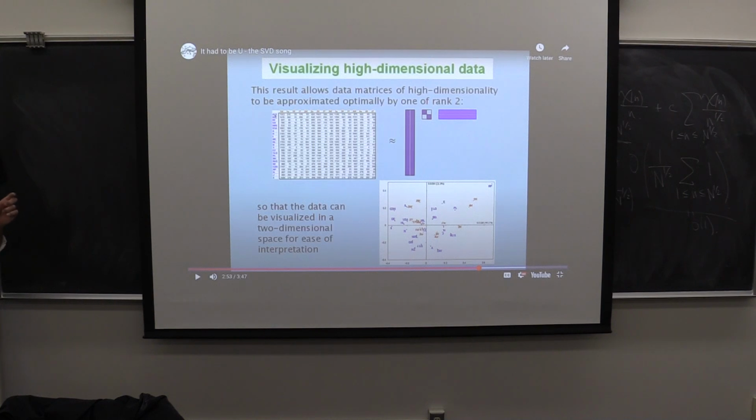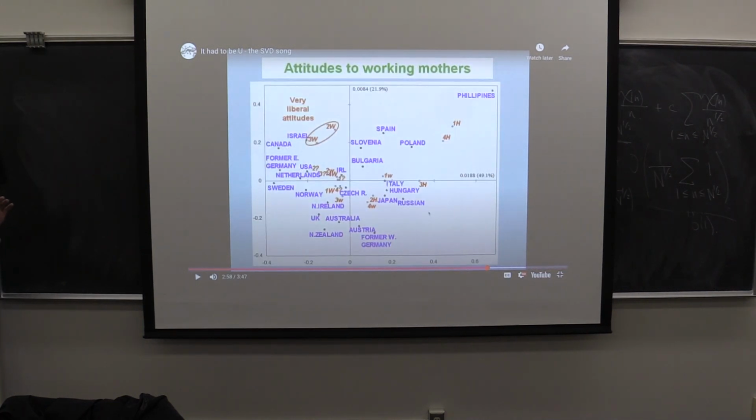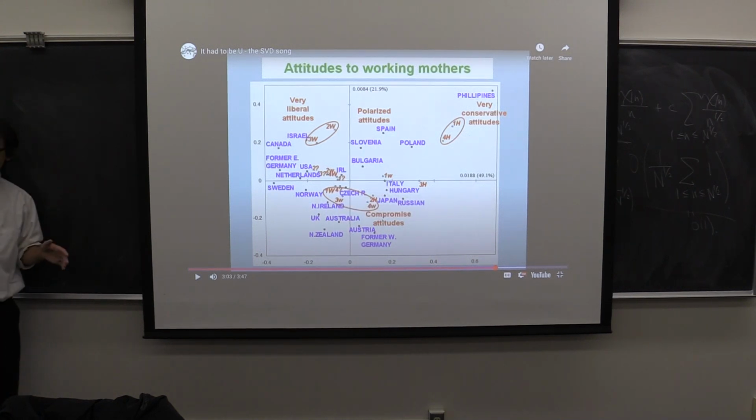So each country is associated with those 2 coordinates, and so you can use those coordinates on this map here. And so that allows you to get a projection of your 16-dimensional data on a two-dimensional map. And then from there, you notice that they've said that to the left means liberal attitudes, and to the right means conservative attitudes. Upwards is polarized attitudes, and downwards is compromising attitudes.